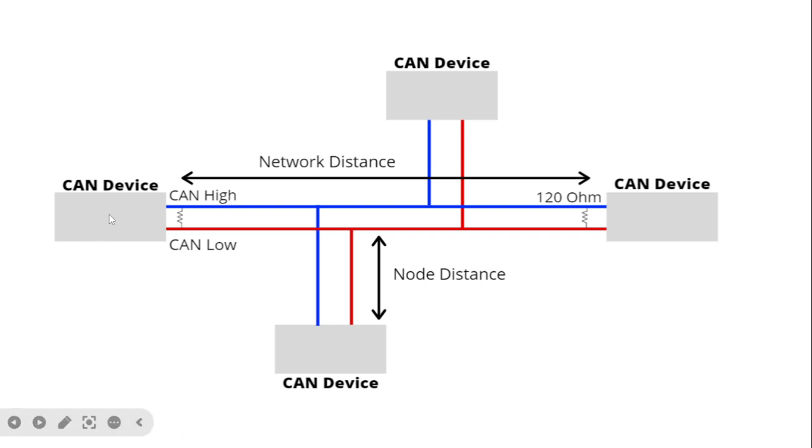Now in the second representation you can see CAN devices. These are sub devices 1, 2, 3, 4 they have shown, and here the resistance is used at both the ends, 120 ohm here and 120 ohm here. The purpose of providing this 120 ohm resistance is that if any extra signal is there, it will reduce that extra signal. It protects the main signal, protected by this resistor, to avoid damage to the signal. Now network distance, this is the node distance, this is the network distance.